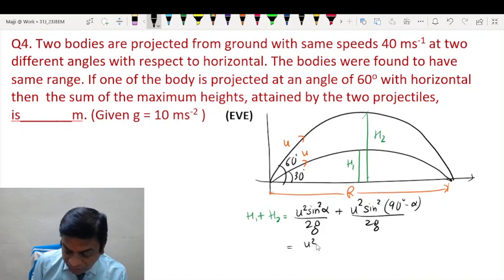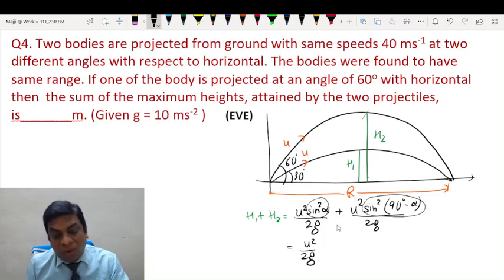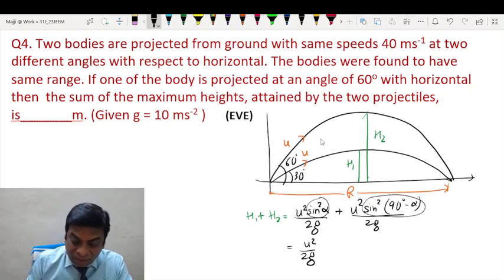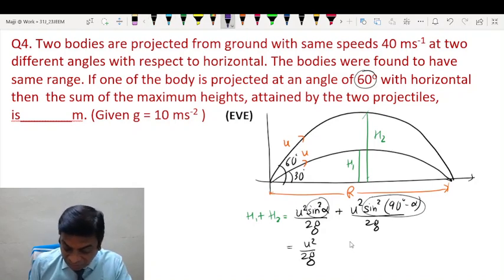So finally we can write like this, because this will be sine square alpha and this will be cos square alpha. Taking u square by 2g common, we are left with sine square alpha plus cos square alpha, which is equal to 1. Here alpha will be 60 degree. Any one of the angles you can take as alpha. So I have taken, let us say, 60 degree. So not a problem. Just substitute the values, students.